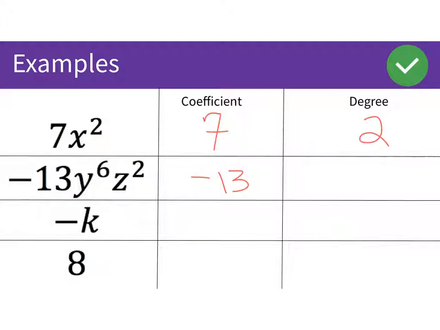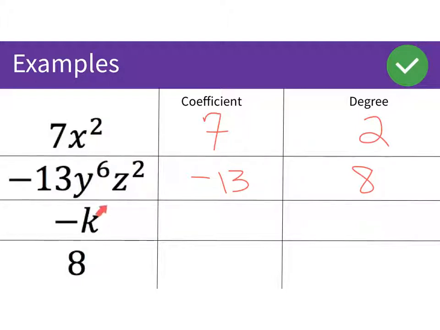And the degree on this one is where you add up all the exponents for all the variables. So we have 6 plus 2. We have 8 factors of variables floating around, so we would call this a degree 8 monomial.